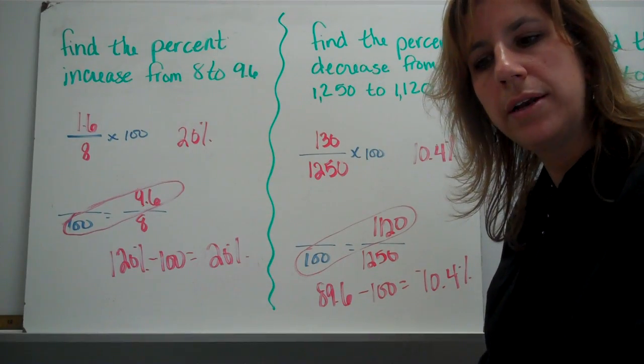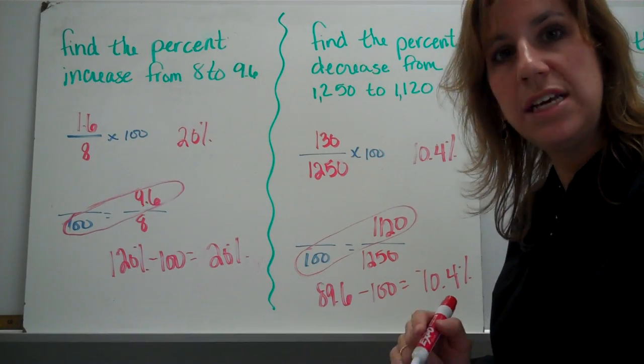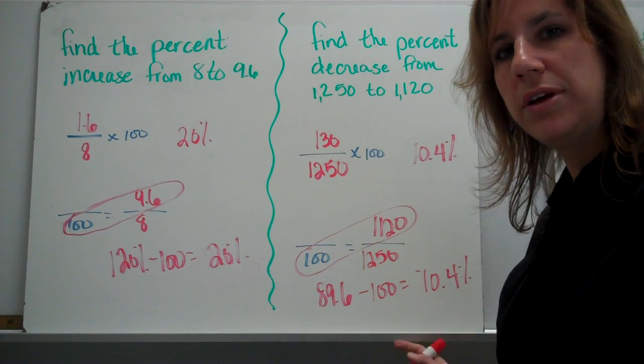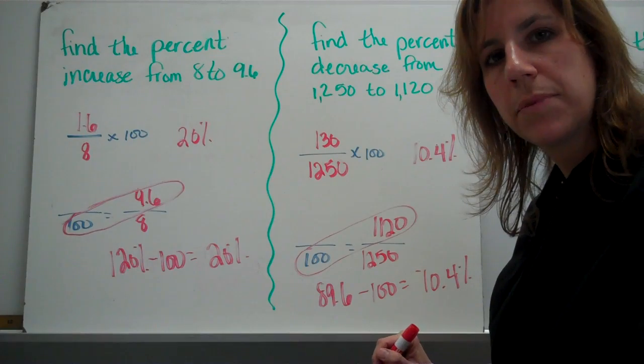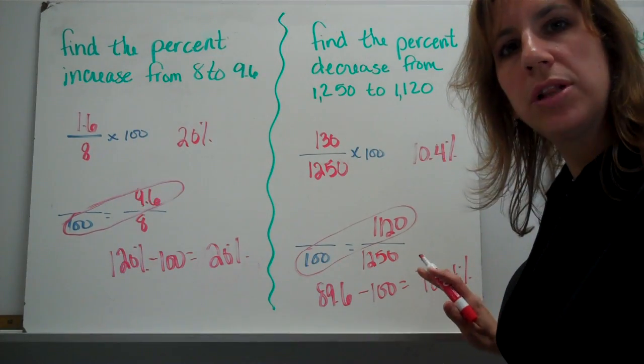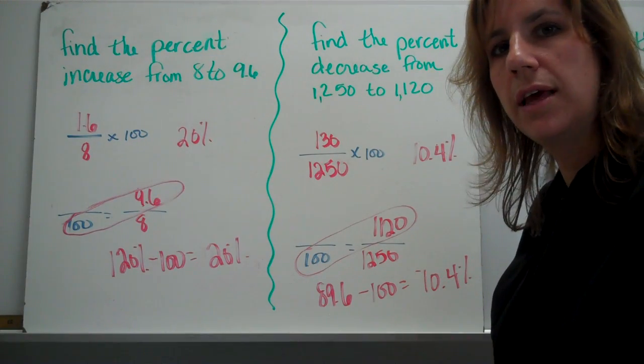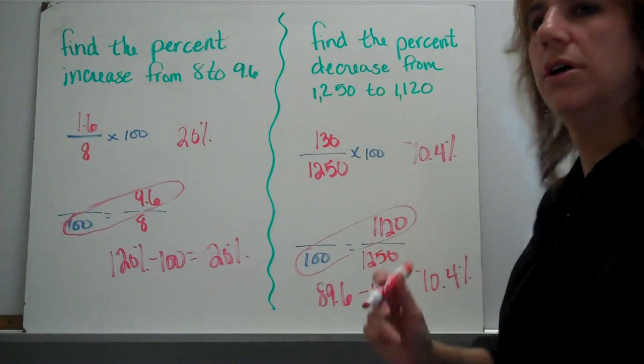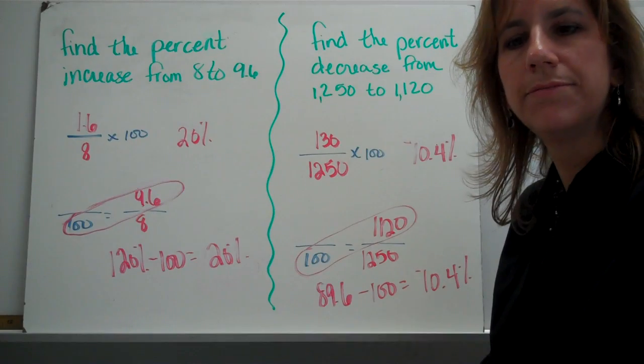negative 10.4, right? That negative helps you see that it's a decrease. It's going down, okay? If you use the word decrease, you don't need the negative sign. But if you're just going to leave it the way it is and not put a label, then you want the negative sign there. Same thing goes here. It's a decrease, so it's a negative 10.4%.